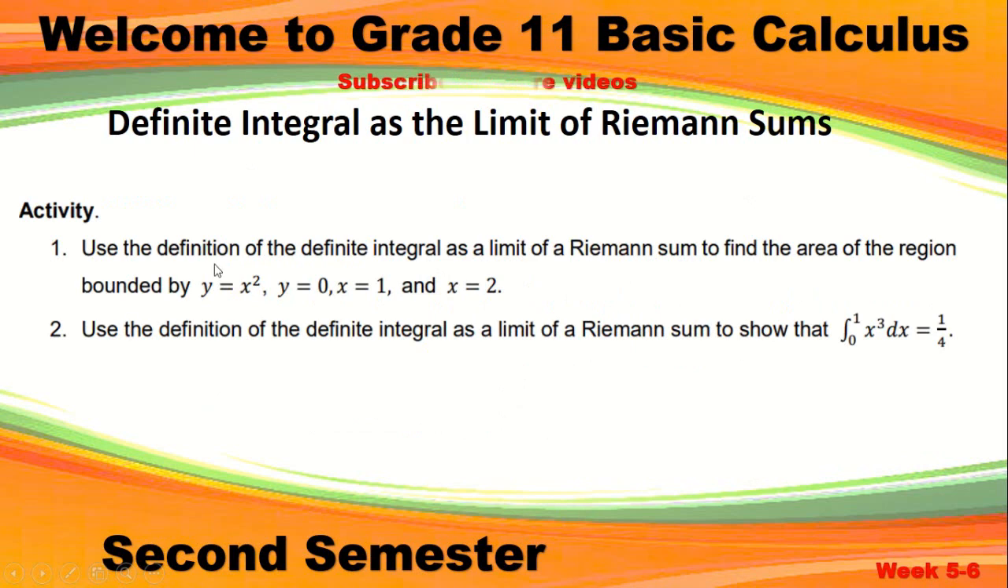Now you have your activity. You have to use the definite integral as a limit of the Riemann sum to find the area of the region bounded by y equals x squared, y equals 0, and x equals 1, and x equals 2. It means our a is 1, our b is 2. This is our a and b. And then our graph, y equals x squared there. And then y equals 0, this is the equation of the x-axis. So therefore, we're going to find the area of the region bounded by y equals x squared and the x-axis with a is 1 and b is 2.